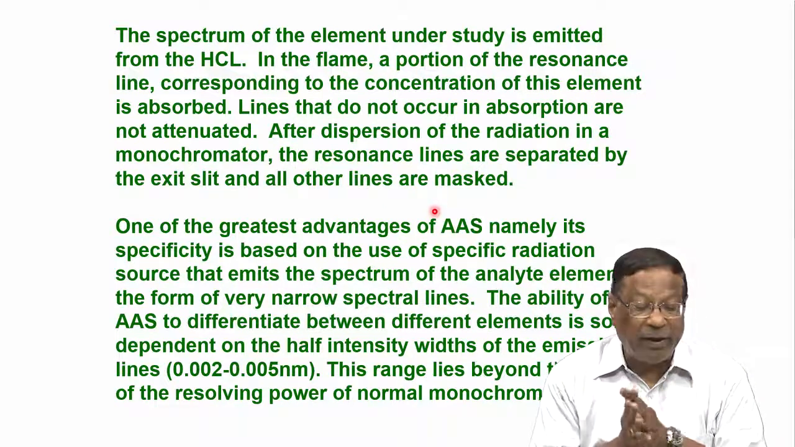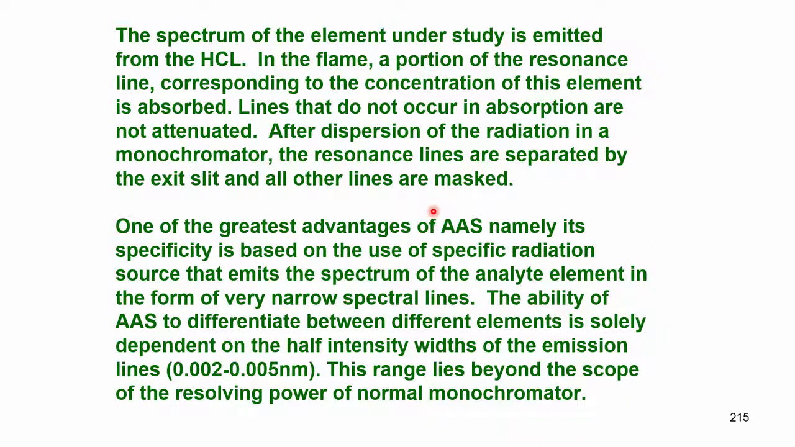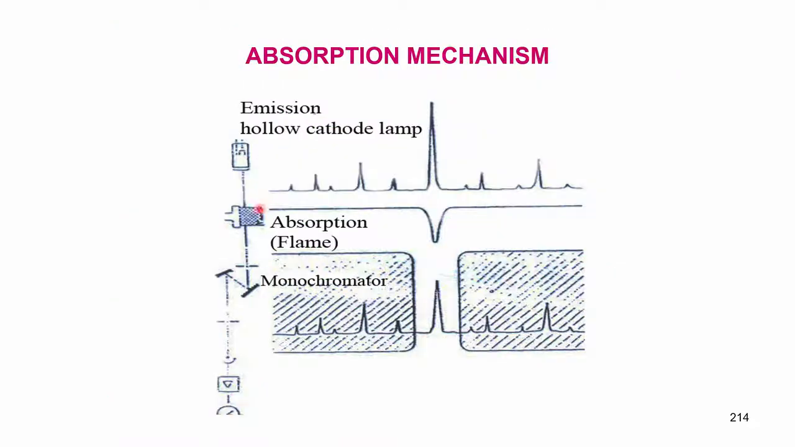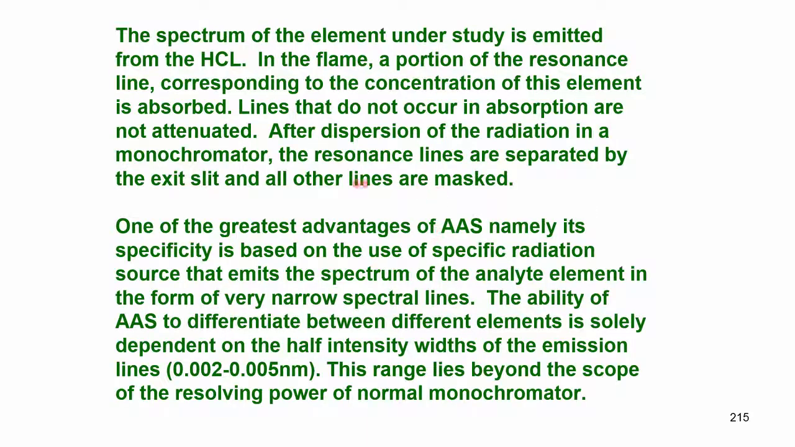Okay. So, the spectrum of the element under study is emitted from the hollow cathode lamp. In the flame, a portion of the resonance line corresponding to the concentration of this element is absorbed. This I already told you. Lines that do not occur in absorption are not attenuated. So, what does it mean? These lines are not attenuated. After dispersion of the radiation in a monochromator, the resonance lines are separated by the exit slit and all other lines are masked, is it not?